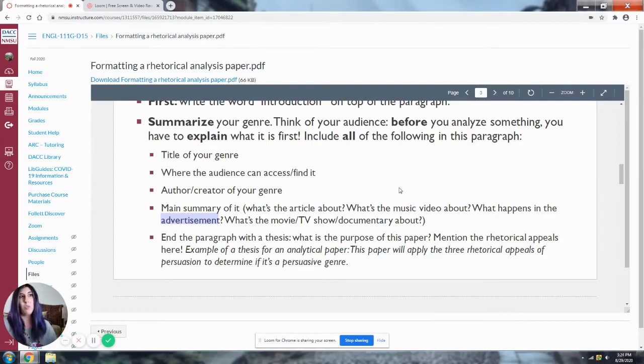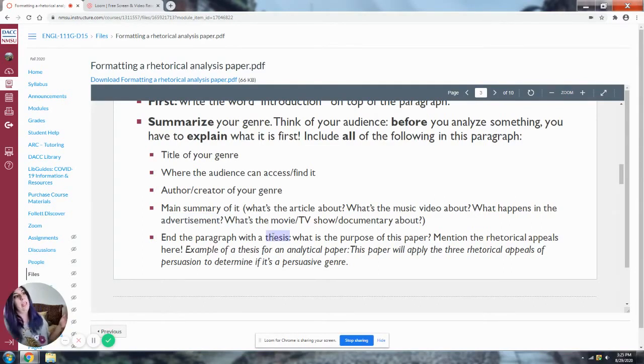Now, it's tempting to write a lot in a summary, and sometimes you're practicing, and it's common for students in composition courses to write too much summary, and that's okay. I just want you to get in the habit of, you don't need to summarize it too much, maybe 3-4 sentences at the most. And then before you move on, you need to end this paragraph with a thesis statement.